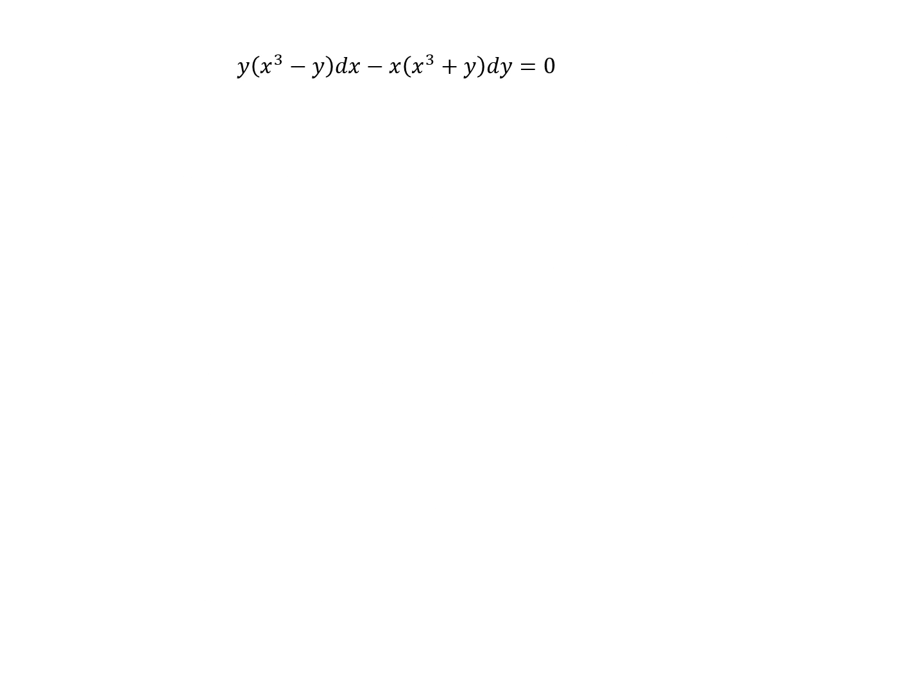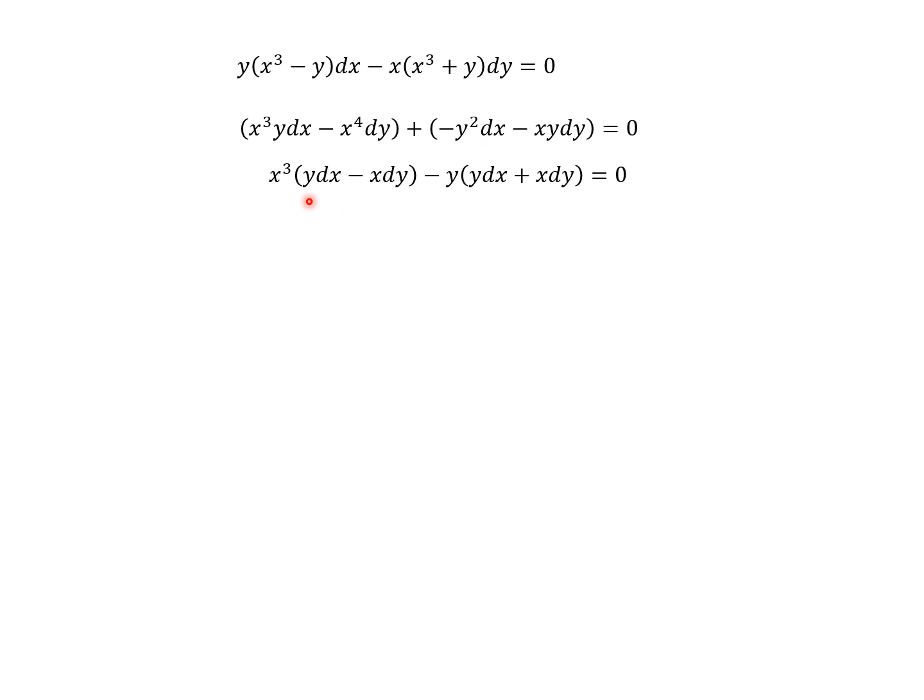Okay, next example, we have this one. y times (x cubed minus y) dx minus x times (x cubed plus y) dy is 0. Simplify, we have x cubed y dx minus x to the fourth dy, and then negative y squared dx minus xy dy is 0. The rationale is, you see in the next step, we can factor x cubed there.